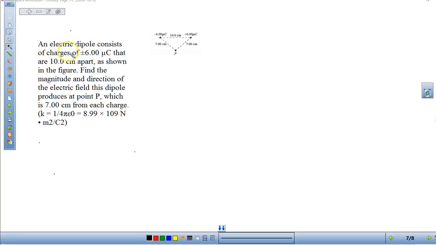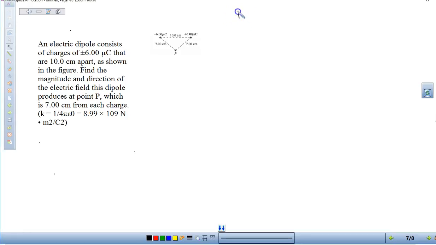Okay, in this video we're going to look at an electric dipole. An electric dipole is two charges of opposite signs, a positive charge and a negative charge. Looking at this dipole, we're going to figure out the electric field at point P right here. Okay, so let's take a look at this problem.